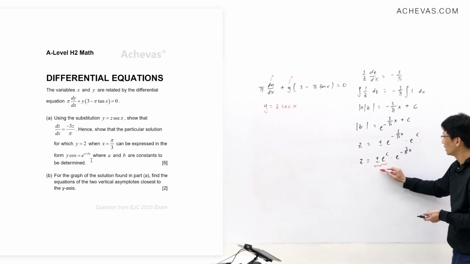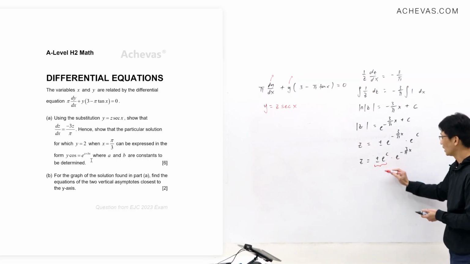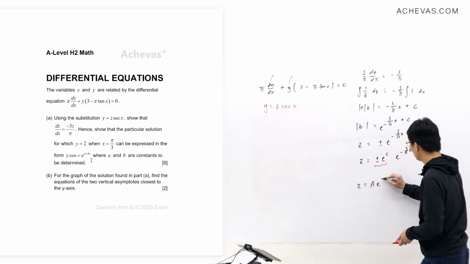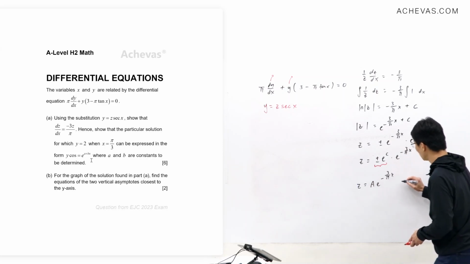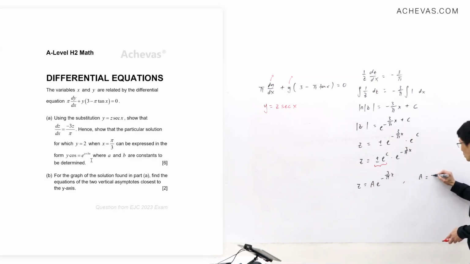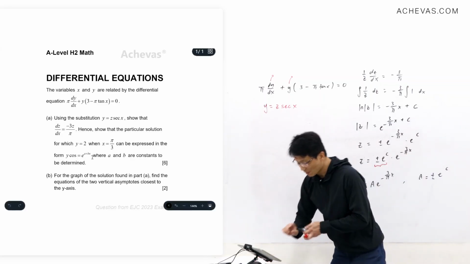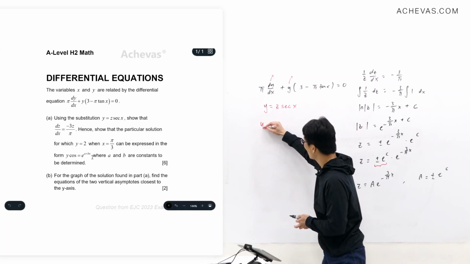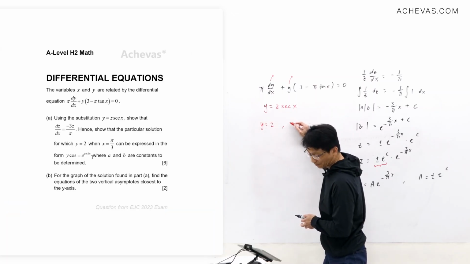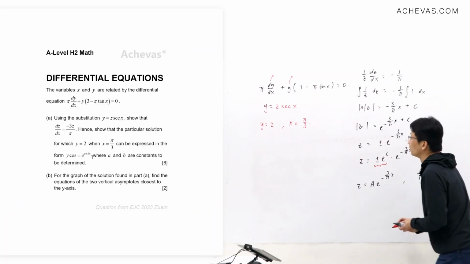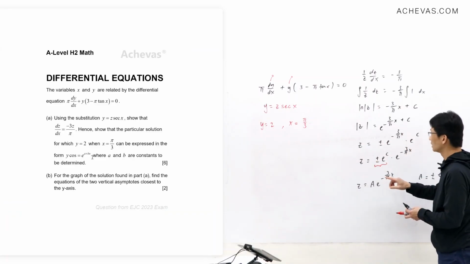So I can just replace this entire thing with another a. So I will get z equal to a e to the power of minus 3 over pi x, where a equal to plus minus e to the power c. All right, now we are also given the initial condition whereby the question says when y equal to 2, x will be equal to pi over 3. Right, with these values, I can just sub inside.